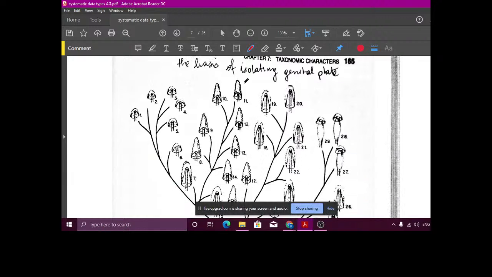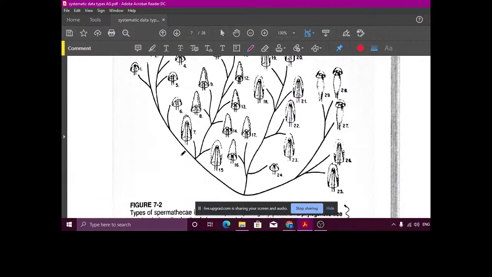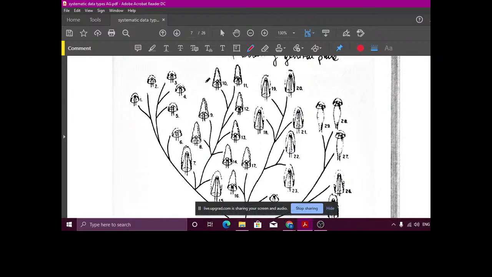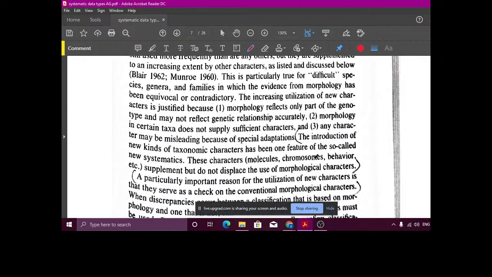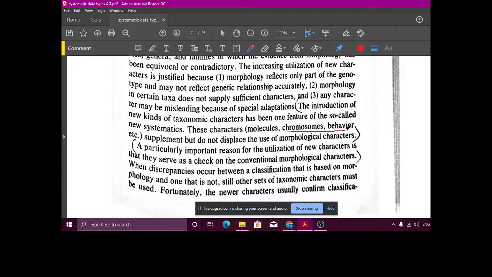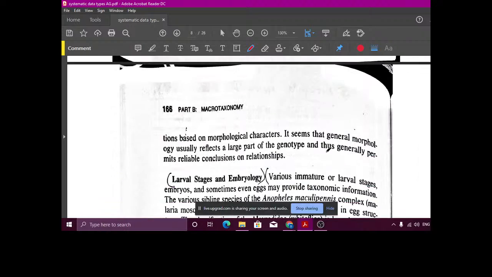Then different sperms: the structure of spermatozoa of different insects have different morphologies. These are the different morphologies which are present. On the basis of that, you can differentiate two species or two groups. Among other characteristics, behavior is used. For example, courtship behavior is used.